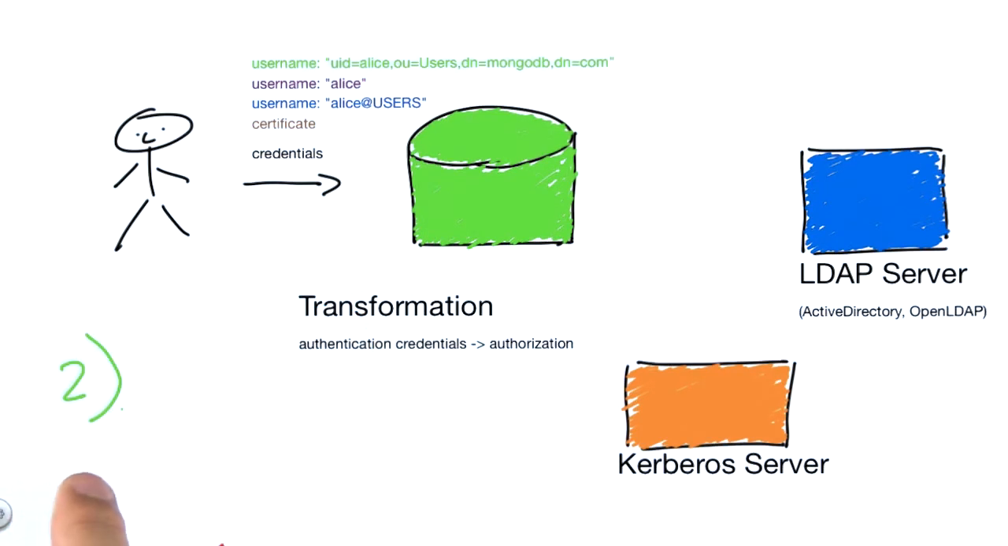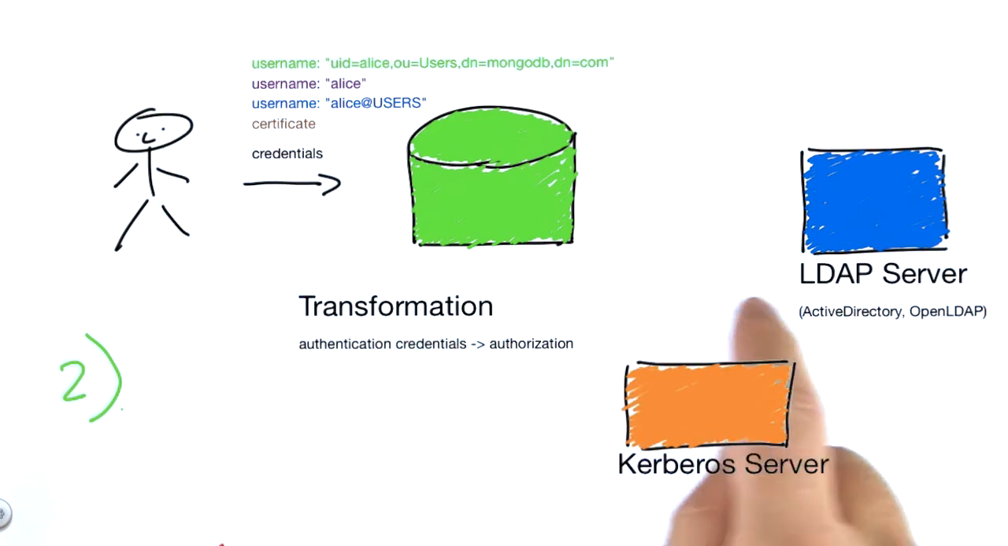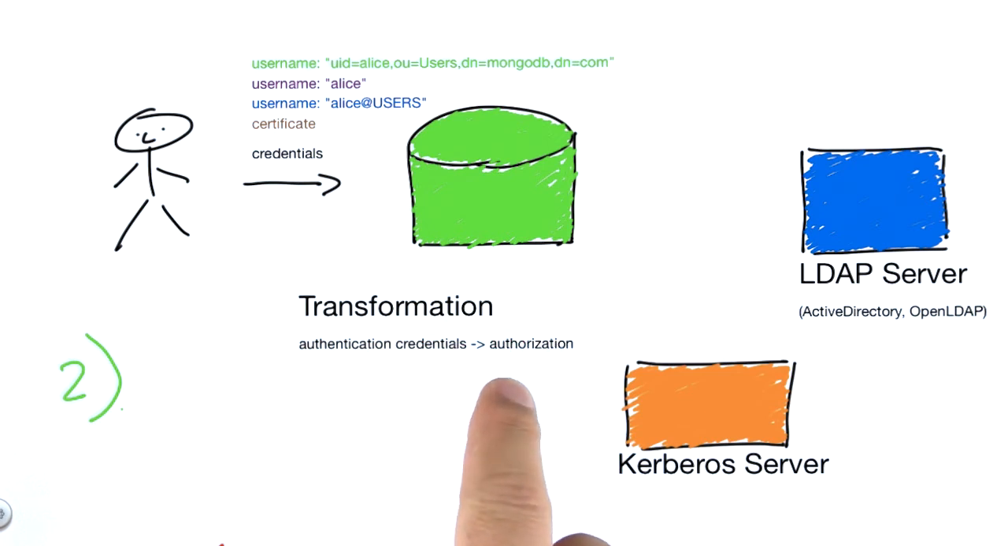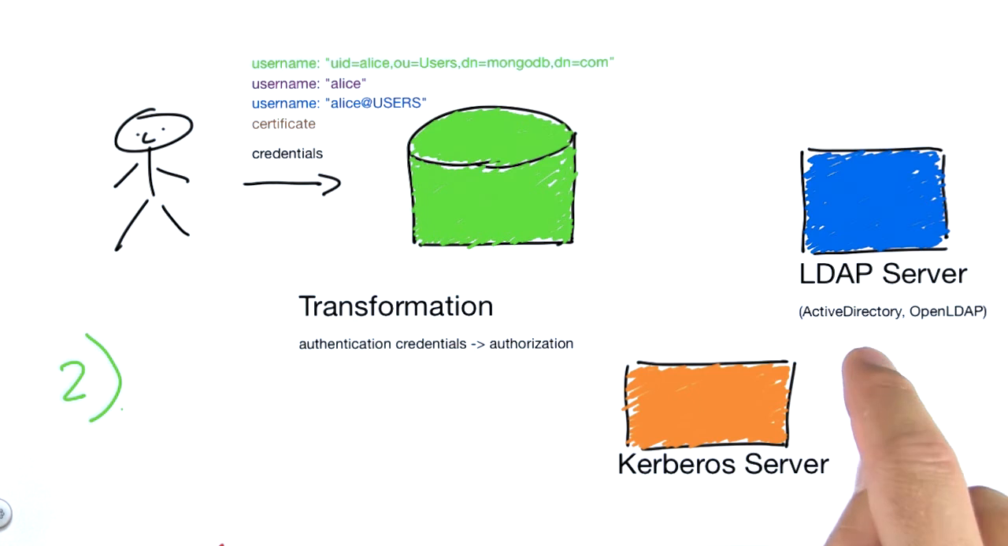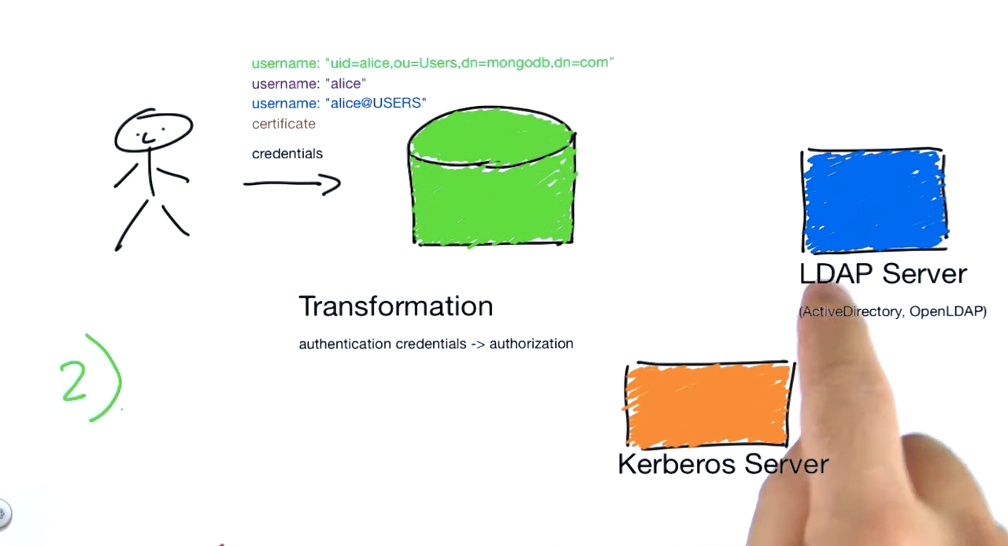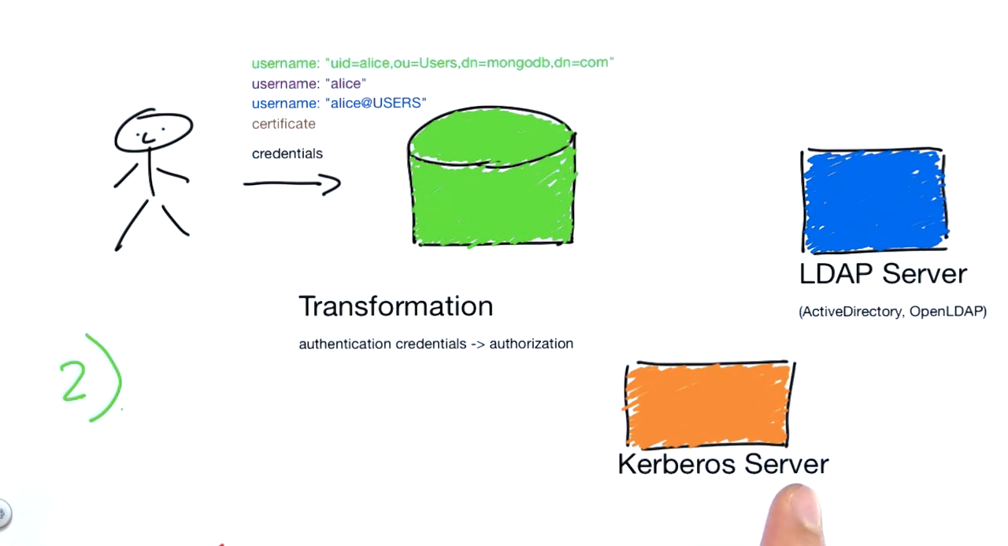Now, for step number 2, we need to consider that we might have different authentication credentials for the authorization component that need to be transformed to match the ones set for authorization. So if you think about a very common setup like having a Kerberos server for authentication, validating the users, and having the new configuration of MongoDB that authorizes users using an LDAP server, these users defined on the different systems might vary. They will not have the same format for Kerberos or for the LDAP server.